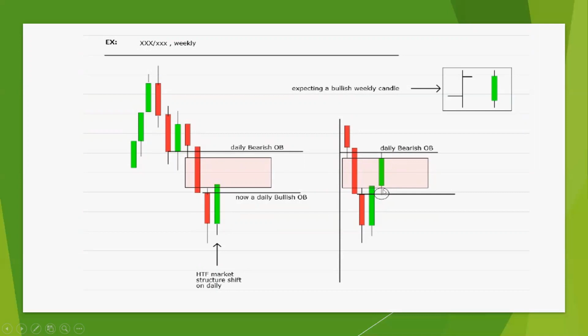So this is what that would look like. Price fills in this SIBI, taps the weekly bearish order block (I should correct this), and then closes inside of this SIBI. That would be our example of a short-term trade, right?